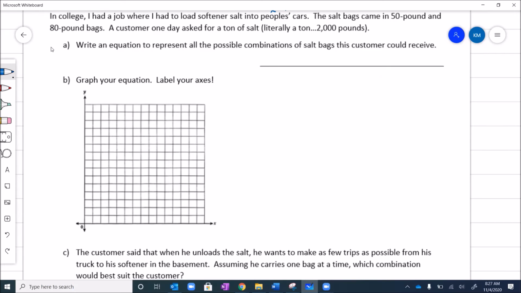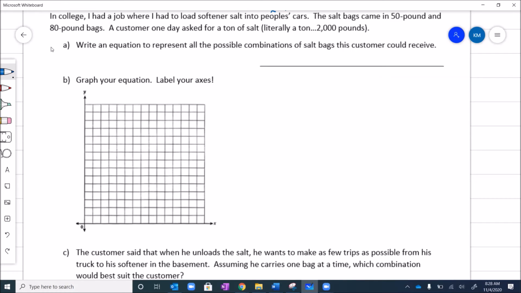In college, I had a job where I had to load softener salt into people's cars. The salt bags came in 50 pound and 80-pound bags. A customer one day asked for a ton of salt. Literally a ton. That's 2,000 pounds. Okay. Write an equation to represent all the possible combinations of salt bags that this customer could receive.